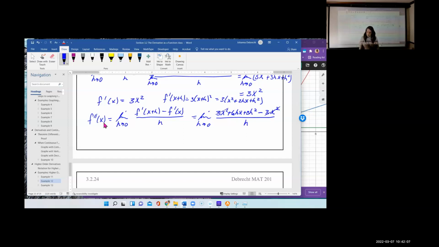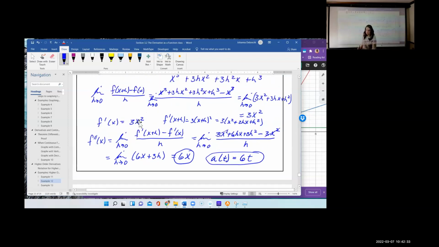The 3x squareds cancel. I can take an h out of each term in the numerator, and I get the limit as h goes to 0 of 6x plus 3h, which becomes 6x. So my acceleration is equal to 6t, if you want to write it in terms of t, or you could write it as 6x in terms of x.